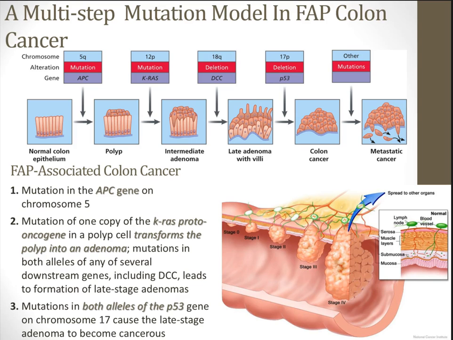One key example of the multistep mutation model is in FAP-associated colon cancer. Usually the first mutation is in the APC gene. The second mutation is in the KRAS gene, which we talked about earlier. Then we have mutations in the DCC gene, which by this point we see late adenoma with villi, which indicates invasiveness. By the time we get to metastatic cancer, there could be multiple mutations, including those in P53, which is a well-known tumor suppressor.